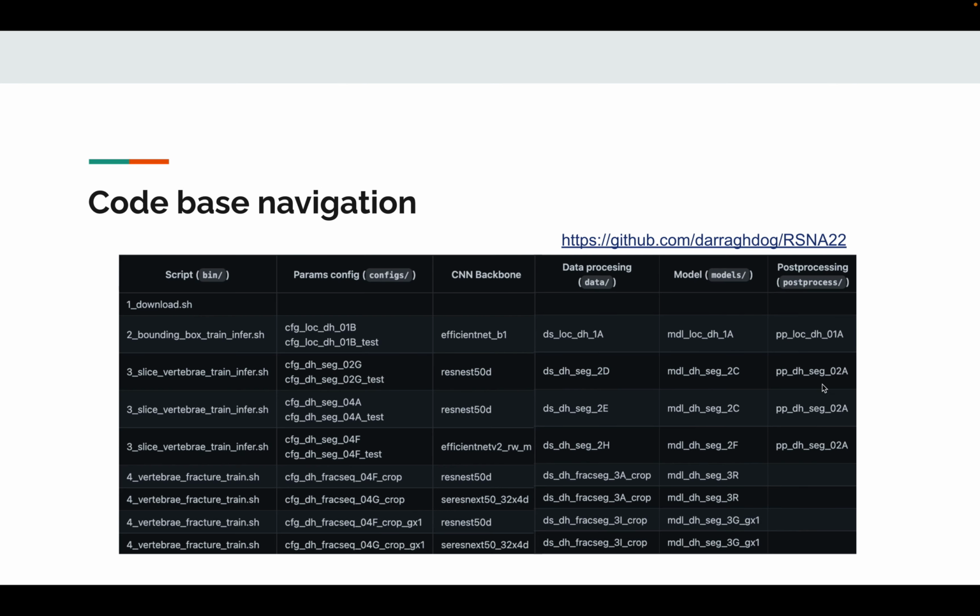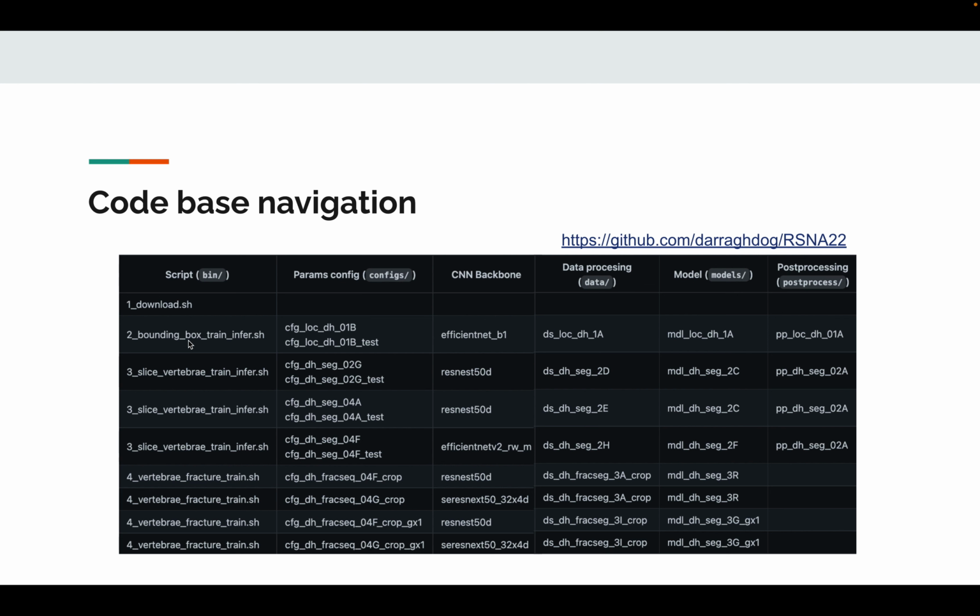So to look at the code, this sort of breaks down the GitHub. If you look into the GitHub, you'll see different folders and different files. The way we've done it is each stage in the process we have a different script that you can run to run that stage of the process.